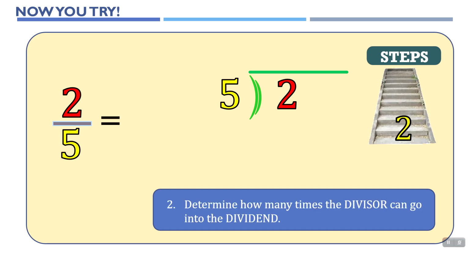Step 2, we will determine how many times the divisor can go into the dividend. We know that 5 cannot go into 2 because we cannot make a group of 5 out of only 2. The divisor is 5 and the dividend is 2. 5 cannot go into 2. We put a 0 on top.